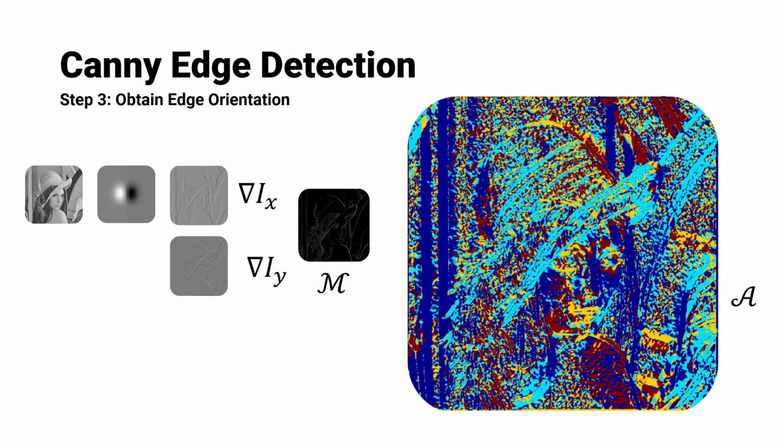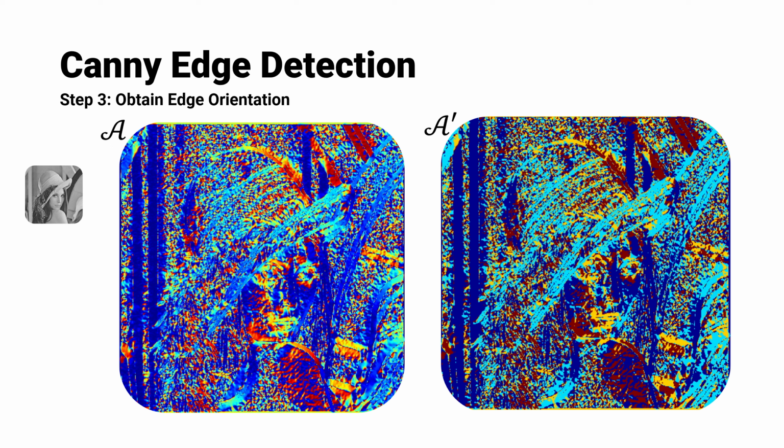Just to compare, we have the angle matrix on the left, which is the raw angle matrix, and the angle matrix A dash on the right side is the quantized version, and we are going to use the quantized version moving forward.